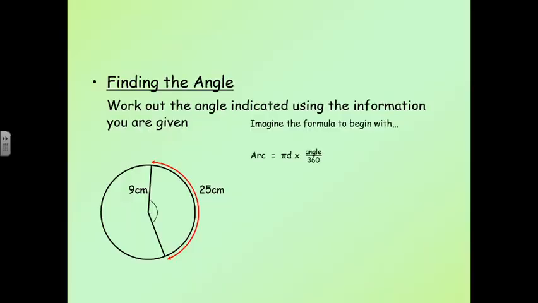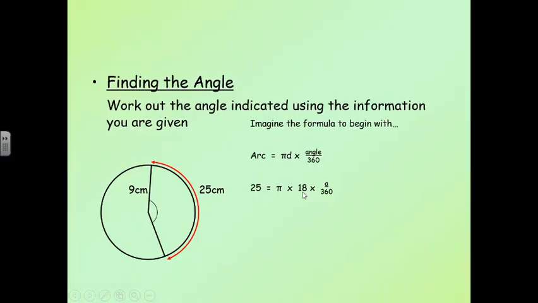So let's imagine our formula. We know it's the circumference multiplied by your fraction, which is your angle over 360. I'm going to substitute in what I know. So I know my arc length was 25, so I replaced arc with 25. Pi is still pi. My diameter is 18.